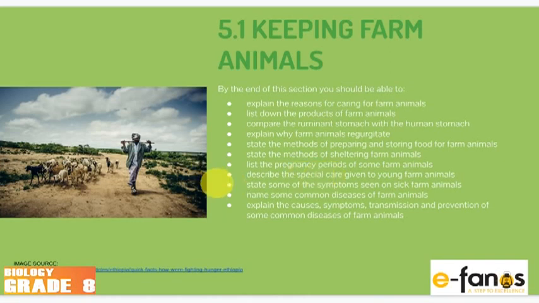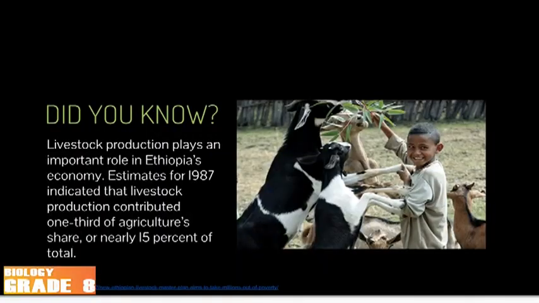State some of the symptoms seen on sick farm animals, and name some common diseases of farm animals. Explain the causes, symptoms, transmission, and prevention of some common diseases of farm animals. Did you know? Livestock production plays an important role in Ethiopia's economy. Estimates for 1987 indicated that livestock production contributed 1/3 of agricultural share, or nearly 15% of total.